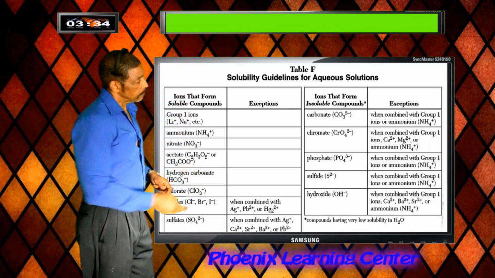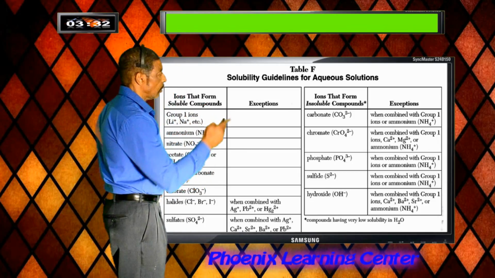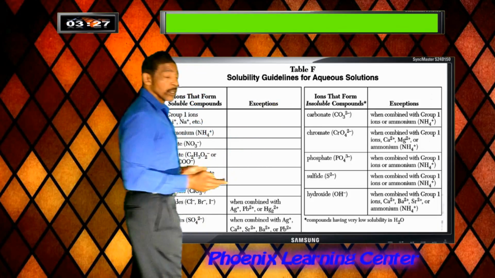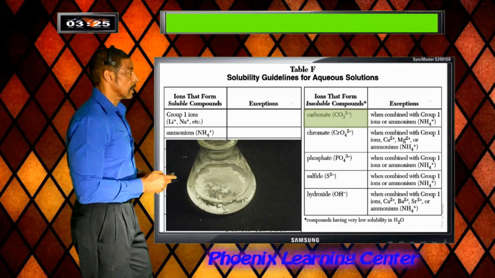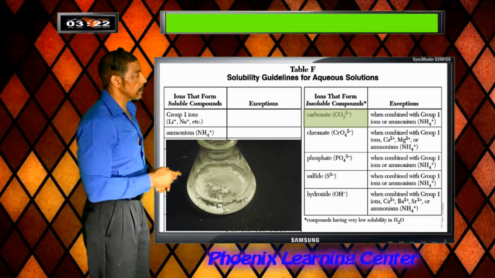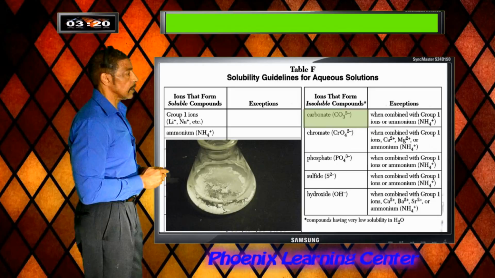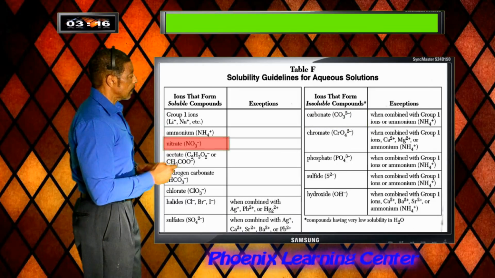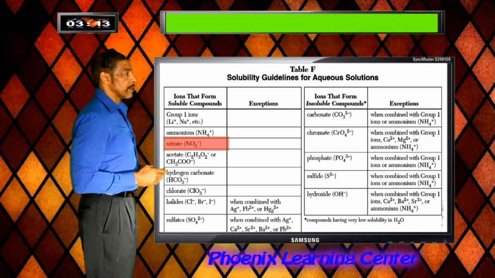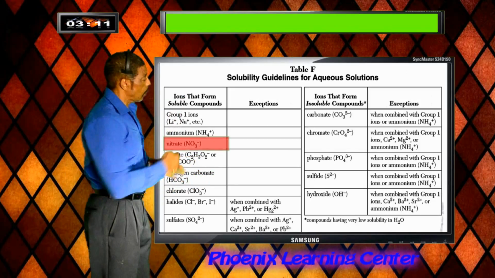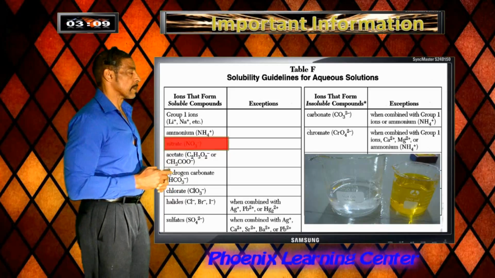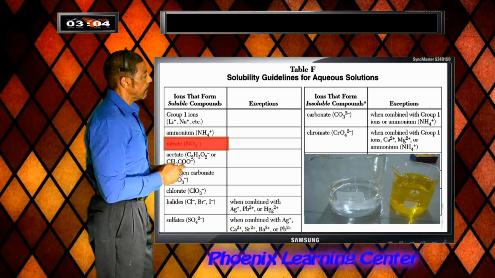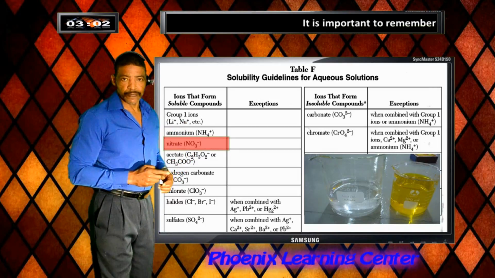For example, most carbonate compounds are insoluble in water, except when combined with group 1 ions or ammonium ion. So solutions containing carbonate compounds will usually have a low concentration of dissolved ions. On the other hand, all nitrate compounds are soluble in water without any exceptions. Therefore, a solution containing a nitrate compound will have a high concentration of dissolved ions.